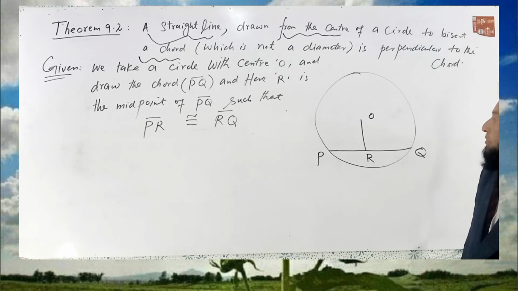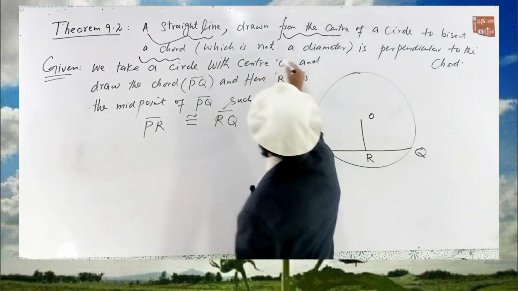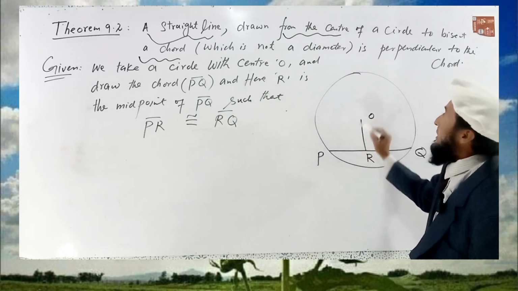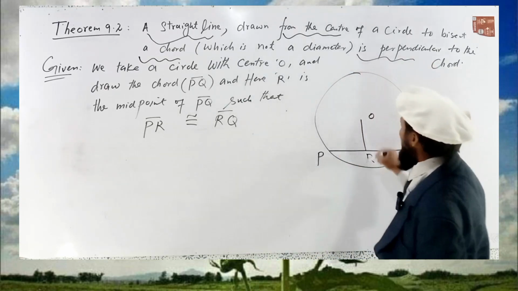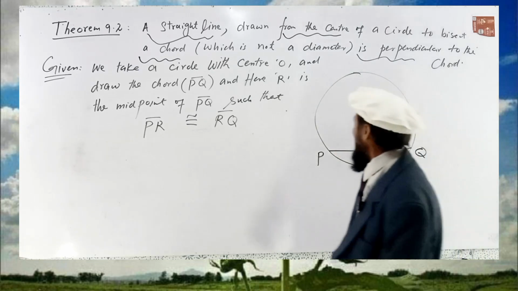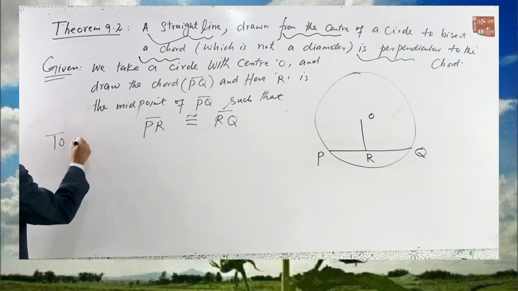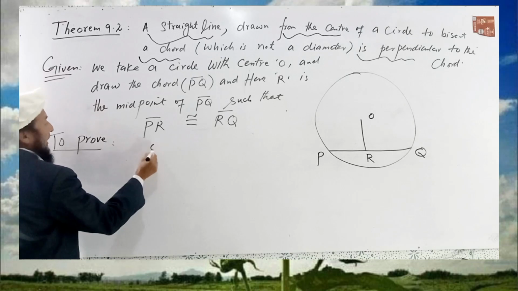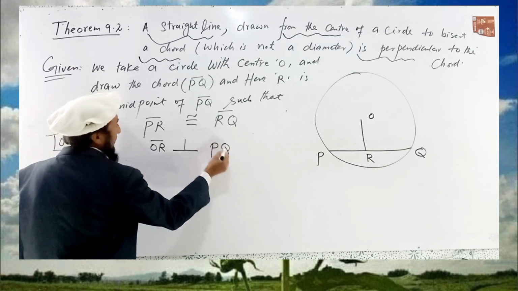Now we want to prove that OR, a straight line, is perpendicular. The chord is not a diameter because the line does not pass through the center. So it means that OR is perpendicular to PQ. This is what we have to prove: OR is perpendicular to PQ.